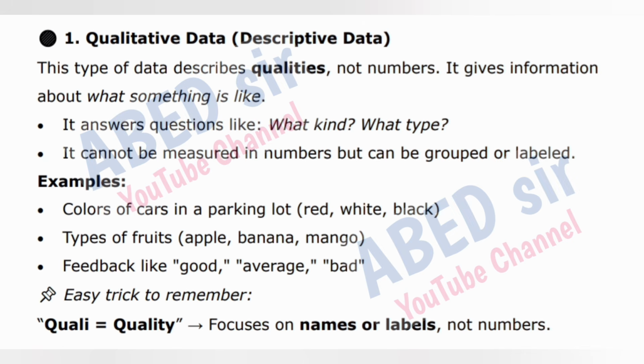Examples. Colors of cars in a parking lot, red, white, black. Types of fruits, apple, banana, mango. Feedback like good, average, bad. Easy trick to remember. Quali is equal to quality, focuses on names or labels, not numbers.